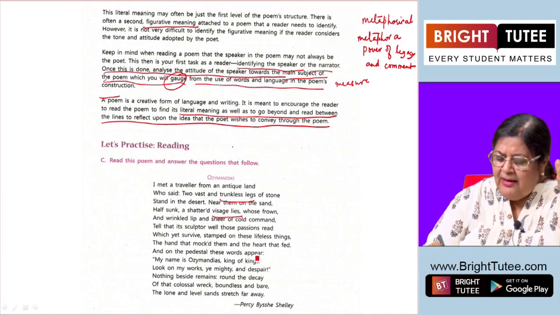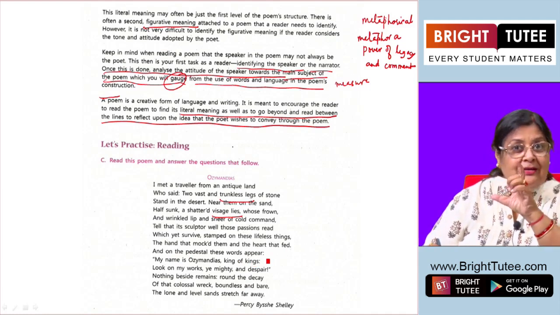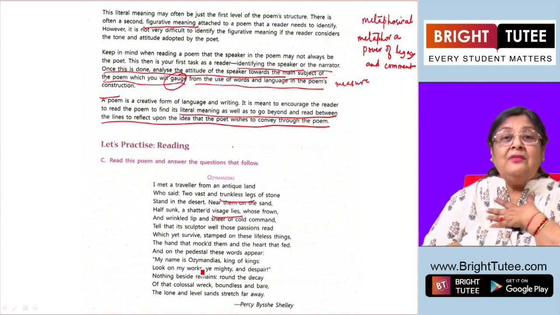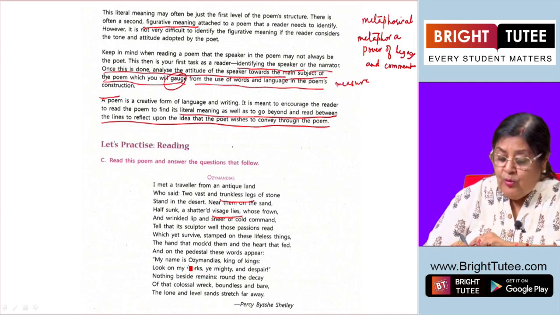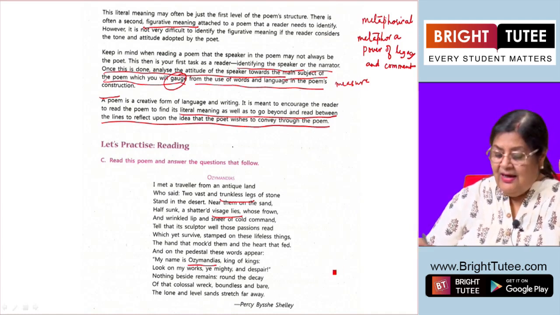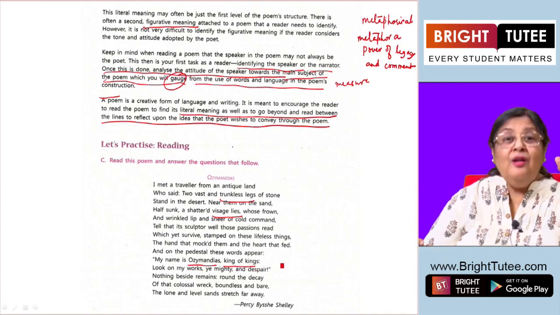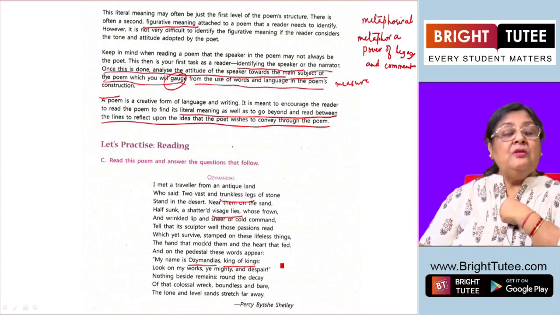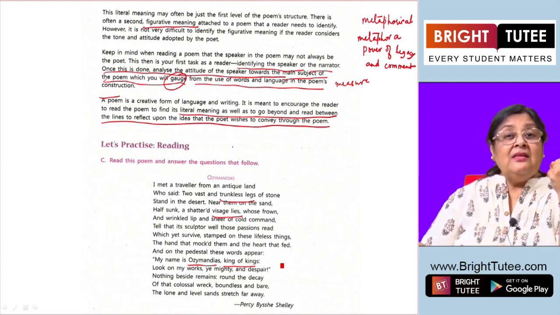"The hand that mocked them and the heart that fed, and on the pedestal these words appear: My name is Ozymandias." So what's the name of the king? The name of the king is Ozymandias, king of kings. He used to show his arrogance by saying, look at how powerful I am, I am Ozymandias, the symbol of power, the king of kings.